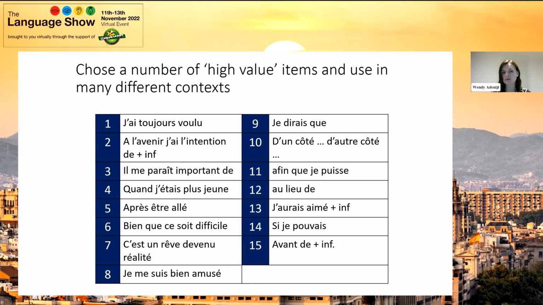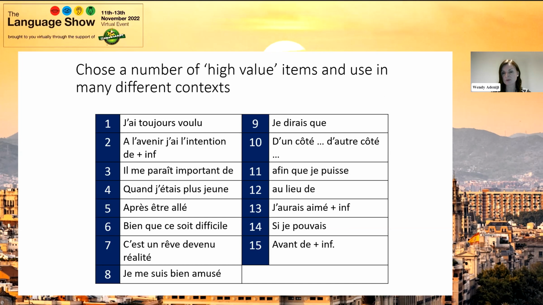And I might start with, in year 7, just 3 of these. So I might start with, for example, j'ai toujours voulu, and then all it needs is an infinitive verb. I might start with à l'avenir j'ai l'intention de, because that's just followed by an infinitive, and maybe je dirais que as a different way of giving an opinion. So you can then build these up bit by bit, and you can do lots of different things with them.